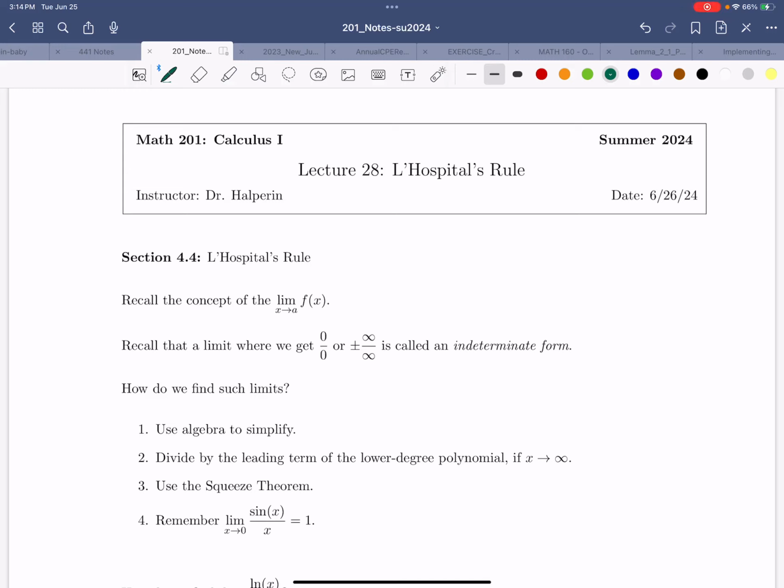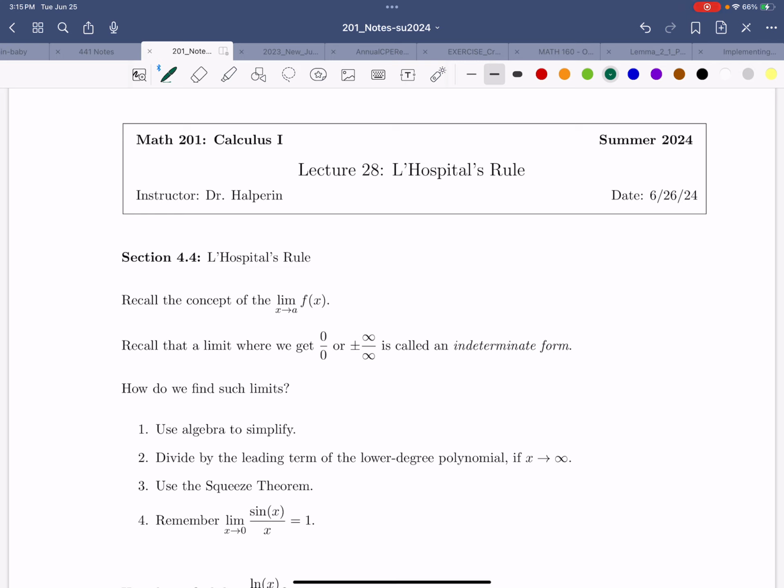Hey everyone, let's take a look at section 4.4, L'Hopital's rule, our next topic. The last two sections, 4.3 and 4.5, were graphical applications of the derivative, right? We use the derivative to properly sketch a curve. Here, we're going to use the derivative to take limits. We're going back to limits.